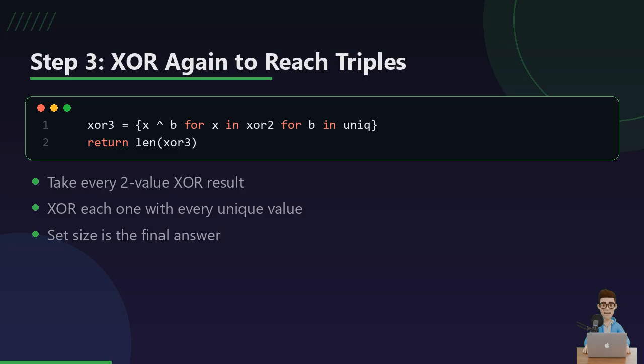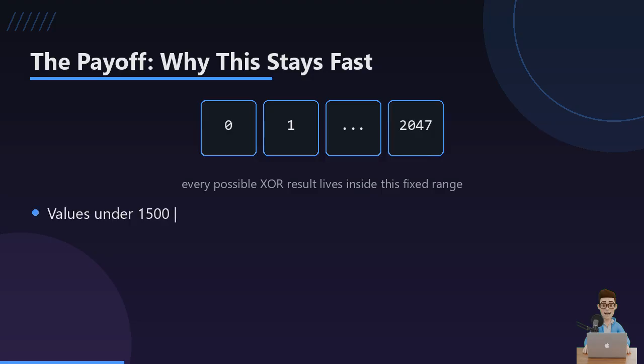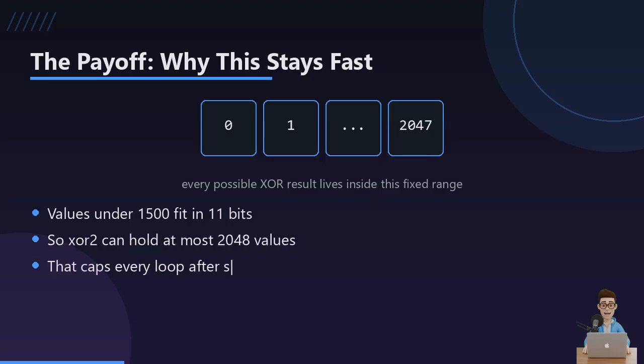And since we are storing everything in a set, any duplicate results automatically disappear. So the number of items left in this final set is exactly the answer we want: the count of distinct results. Here's the piece that makes everything click, so let's go slowly.